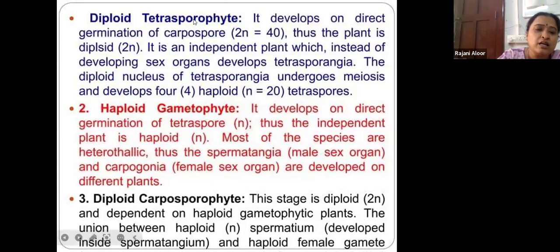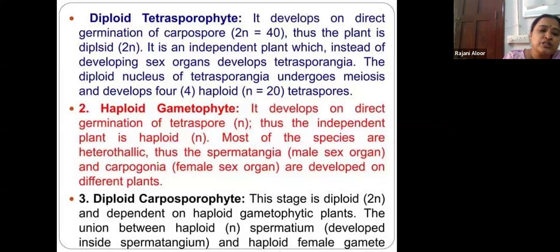One is the diploid tetrasporophyte. Diploid tetrasporophyte, one variety. Haploid gametophyte is the second thing. Third one is called the diploid carposporophyte. These are the 3 stages you can observe. Coming to the first one, the diploid tetrasporophyte.